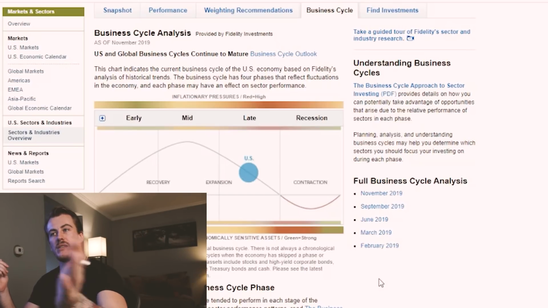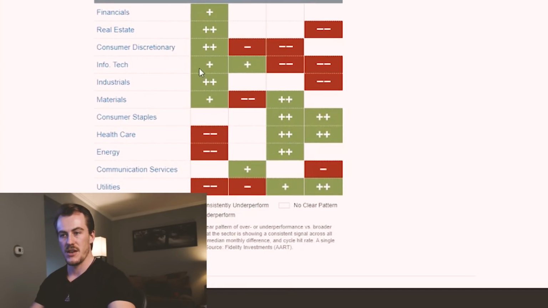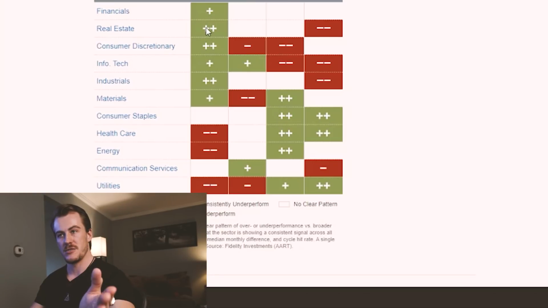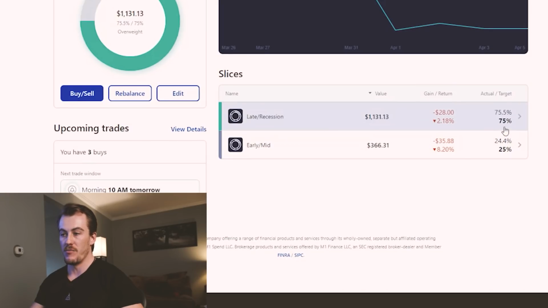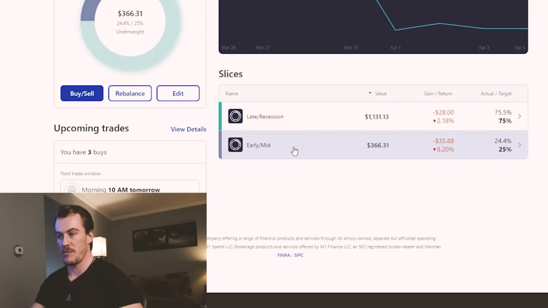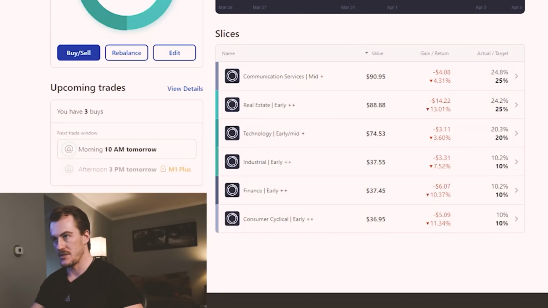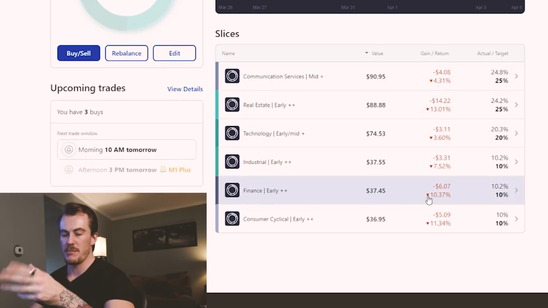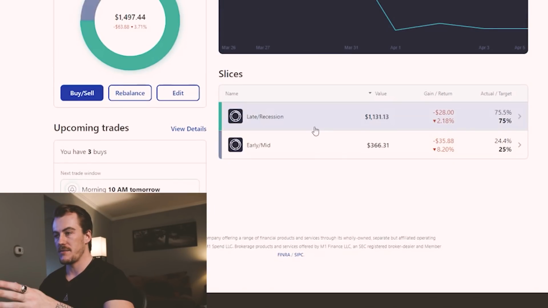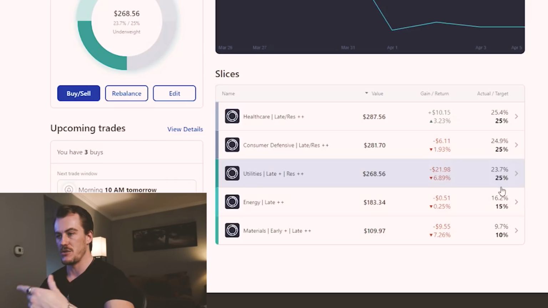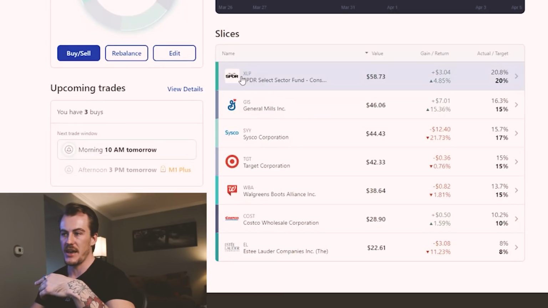We're currently in between late and recession, and you'll see down here that we have all the sectors, and most of these sectors will typically perform better at certain points of a market cycle. If we go back to my portfolio, you'll notice that 75% of my US market is actually late recession and only 25% is early mid. If we click into early mid, you can see communication, real estate, technology, all these other ones. These percentages aren't accurate because I rebalanced and sold some stuff and changed around my portfolio, so unfortunately those numbers are not correct. But if we go to late recession, we have healthcare, consumer defensive, utilities, energy, and materials. And then if we open these up, each one, you'll see that I have this thing in here, the XPL.